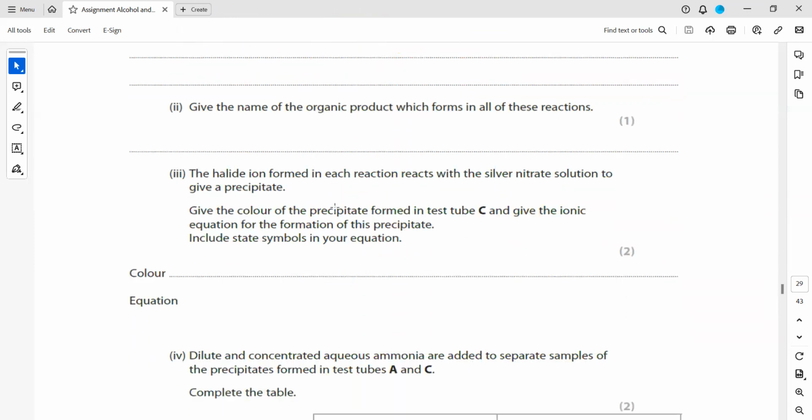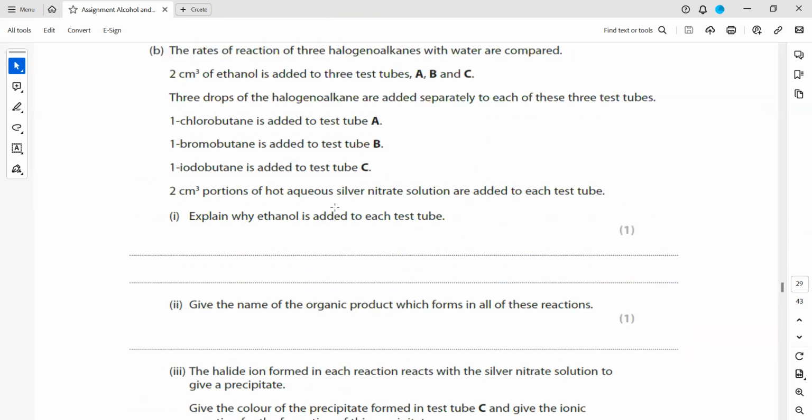Give the name of the organic product which is formed in all three reactions. So there will be a substitution reaction. We have 1-chlorobutane, C4H9Cl, C4H9Br, and C4H9I, and we are adding silver nitrate, AgNO3.